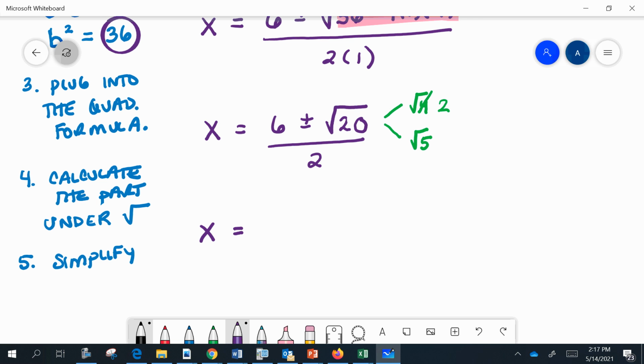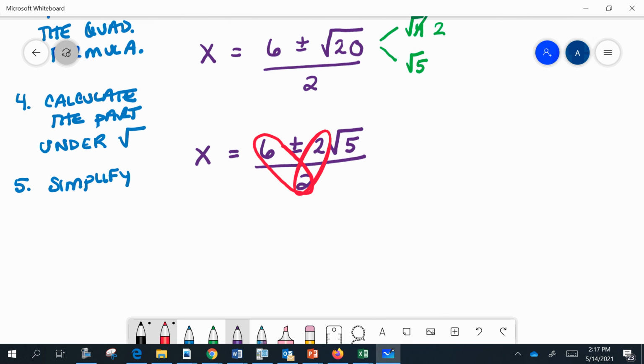So what we get here is 6 plus or minus the square root of 20 simplifies into 2 square root of 5, all over 2. And then finally, because we can take 6 divided by 2, and we can also take 2 divided by 2, I'm going to divide both the 6 divided by 2 and the 2 divided by 2. And it kind of looks like a heart right here, right? I always kind of say we're going to give both numbers love. We just need to make sure that we divide them both by 2. And here's our final answer.